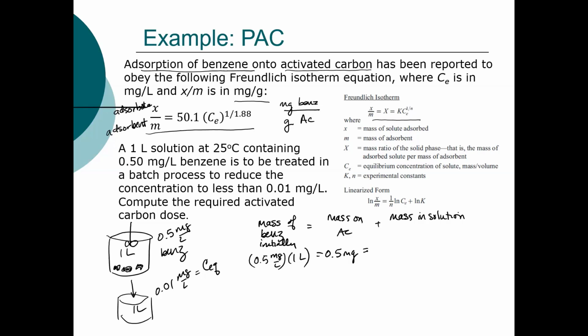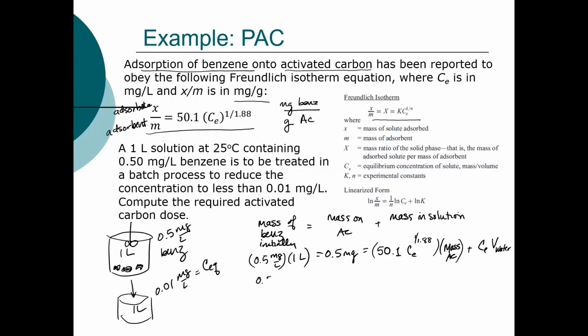And that is equal to the mass on the activated carbon. And that is 50.1 times the equilibrium concentration to the 1 over 1.88, times the mass of activated carbon, plus the mass in solution, which is C sub E, times the volume of water.